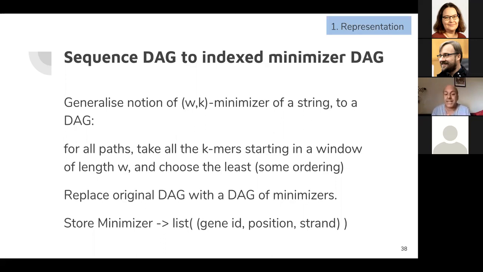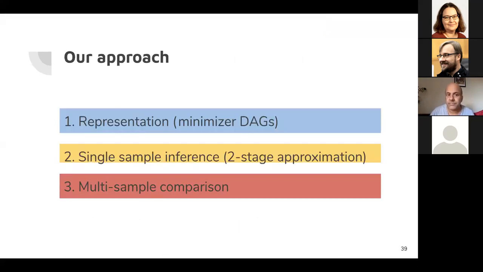And you can index that just as a map from the minimizer to a list of gene IDs, so which of the local graphs we're talking about, and the position and the strand. So now we've got an index going from minimizers to all my different genes and the positions inside them. Okay. I'll remind you that I was just talking about representation there.